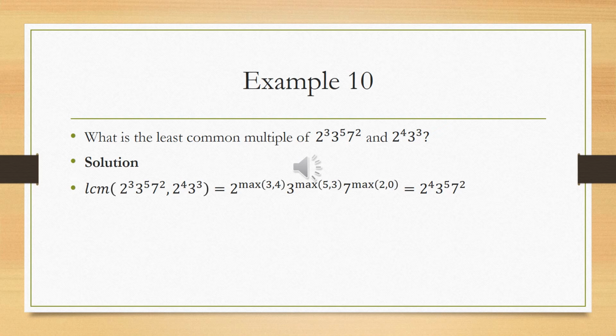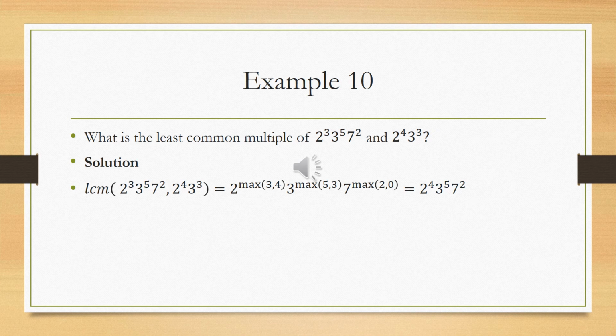What is the least common multiple of 2 raised to the power of 3, 3 raised to the power of 5, 7 raised to the power of 2, and 2 raised to the power of 4, and 3 raised to the power of 3? The solution: the LCM of these two numbers.